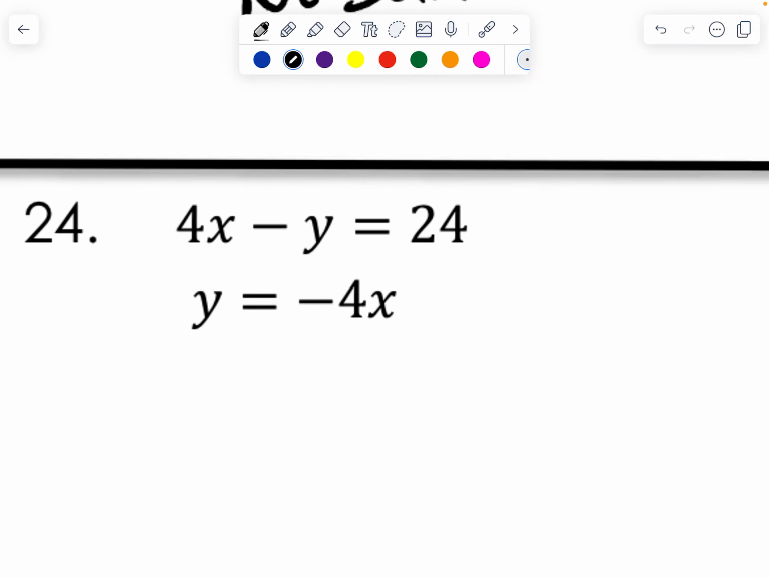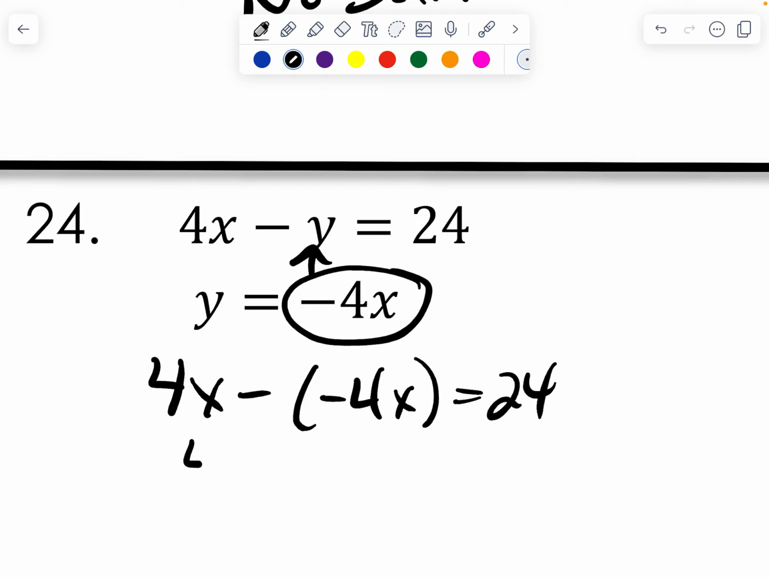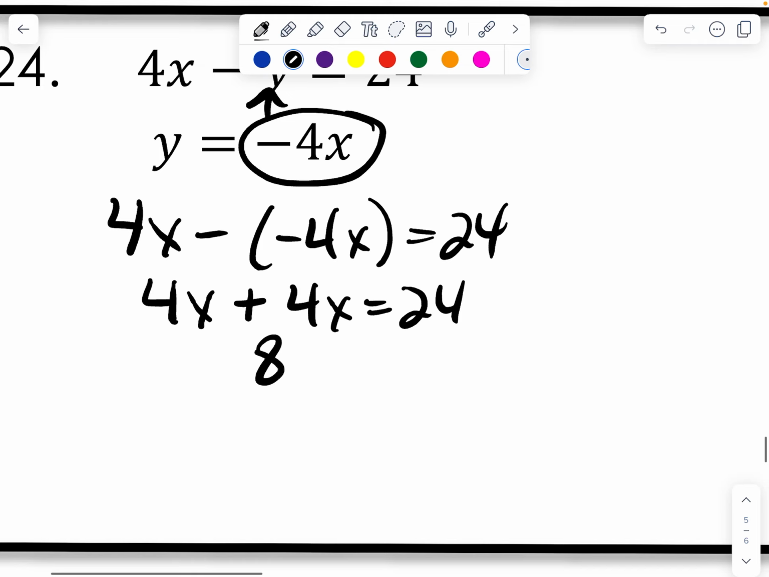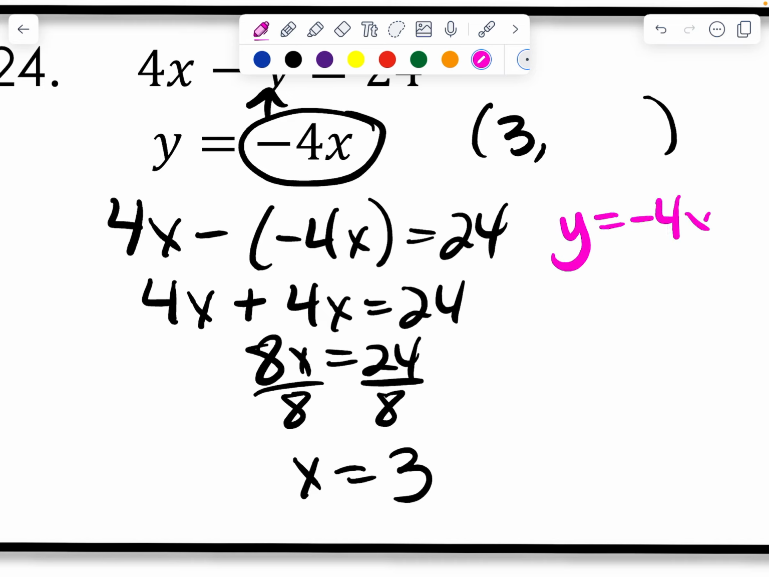Okay, this one. Oh, this looks good for a substitution. I'm going to put that. 4x minus negative 4x equals 24. So 4x plus 4x equals 24. So 8x equals 24. Divide by 8 and get x equals 3. So my x is 3. Then I'm going to take the second equation. I'm going to replace the x with 3, and I'm going to get y equals negative 12.